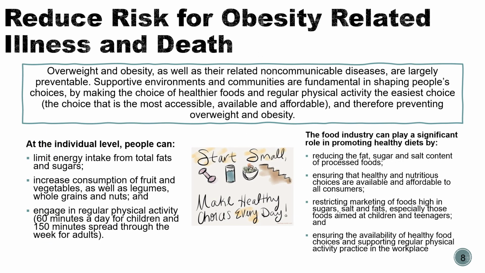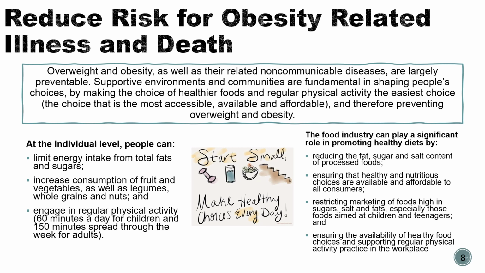How do we reduce risk for obesity-related illness and death? Overweight and obesity, as well as their related non-communicable diseases, are largely preventable. Supportive environments and communities are fundamental in shaping people's choices by making the choices of healthier foods and regular physical activity, which is the easiest way to prevent overweight and obesity. At the individual level, people can limit energy intake from total fats and sugars, increase consumption of fruit and vegetables, and engage in regular physical activity.